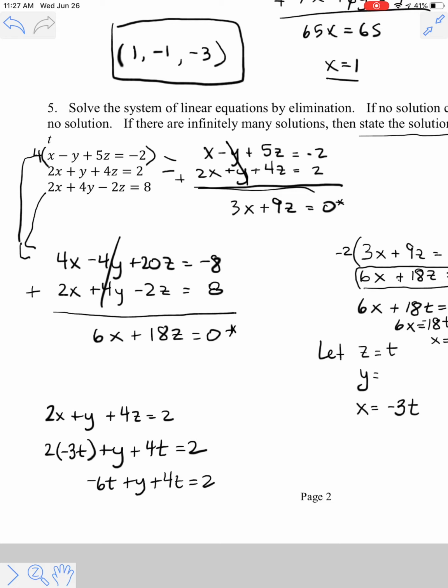And I'm solving for y, so I want to get y all by itself. So y is going to be 2t plus 2.